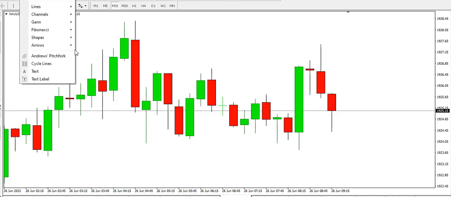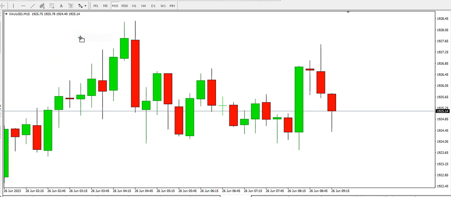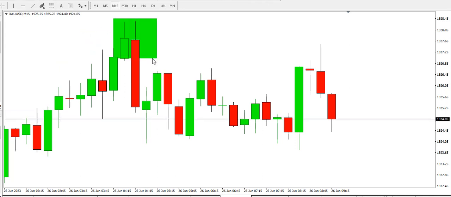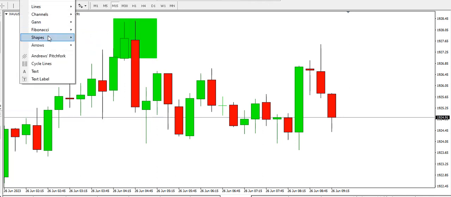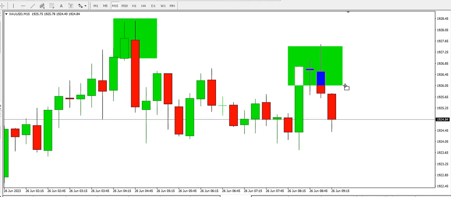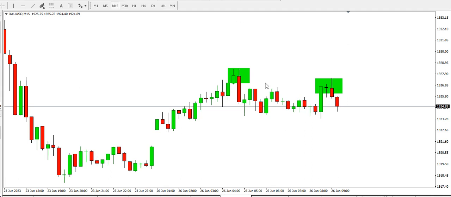This is the first top on the 15 minutes time frame, and this is the second top on the 15 minutes time frame. Okay, you can see the formation of a double top. This is the neckline. The neckline is around here.